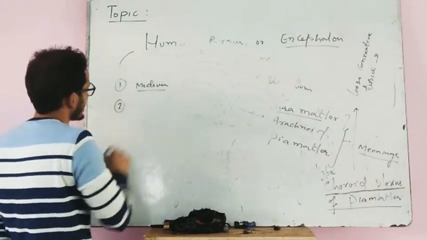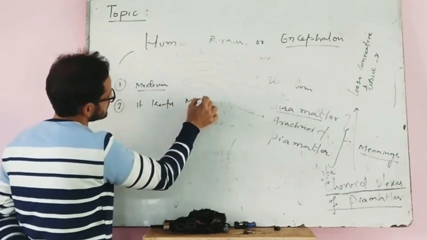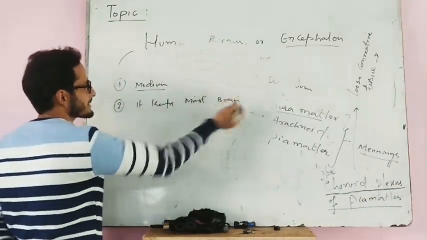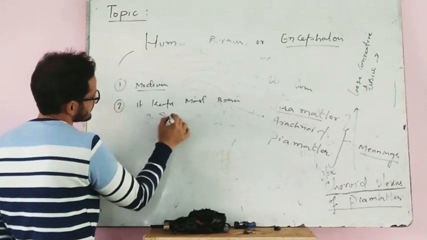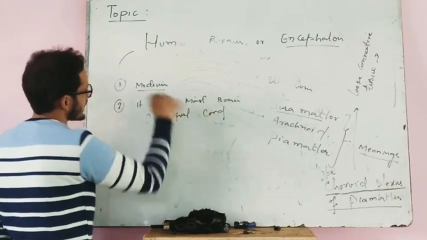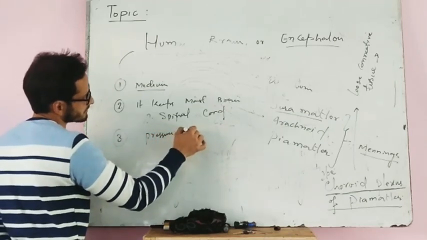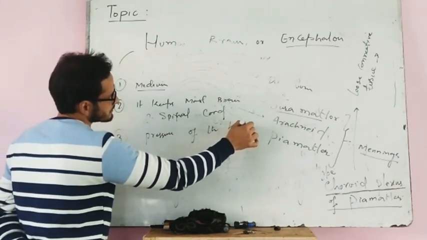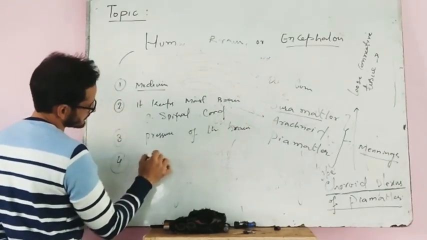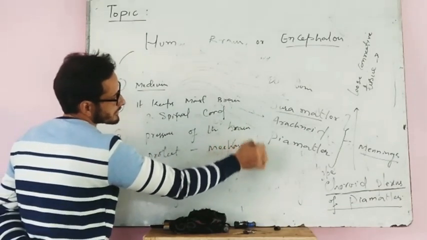And the second one is that it keeps moist the brain as well as spinal cord, because it is also present in the spinal cord. And also it maintains the pressure of the brain and protects the brain from mechanical shocks.